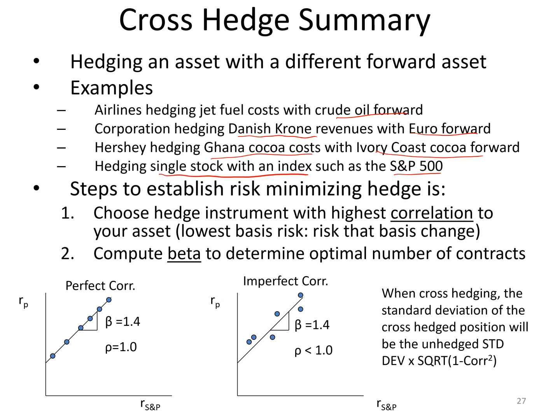The steps to establishing a risk minimizing cross hedge are: you simply choose the hedge instrument with the highest correlation. You then compute the beta to determine the optimal hedge ratio. And I just wanted to show you one last graph before we move to the next section. One thing people get confused about is the difference between correlation and beta.